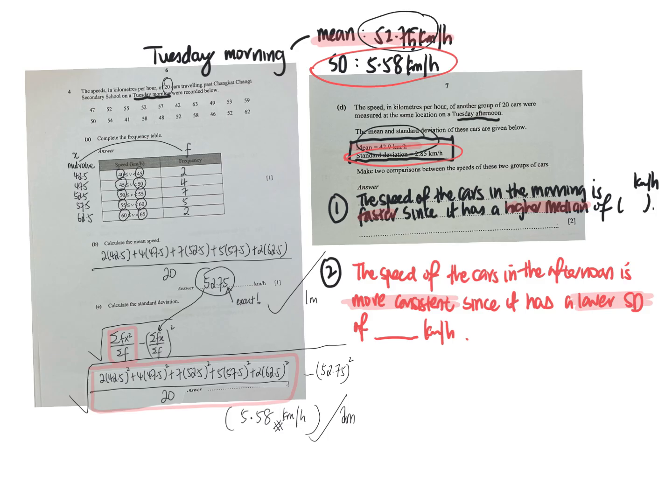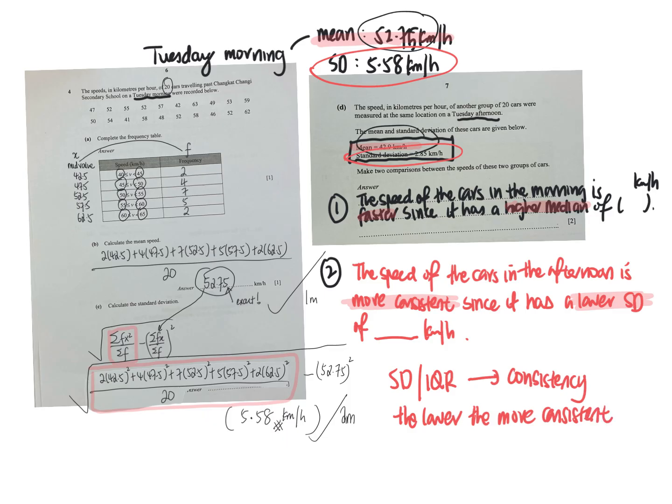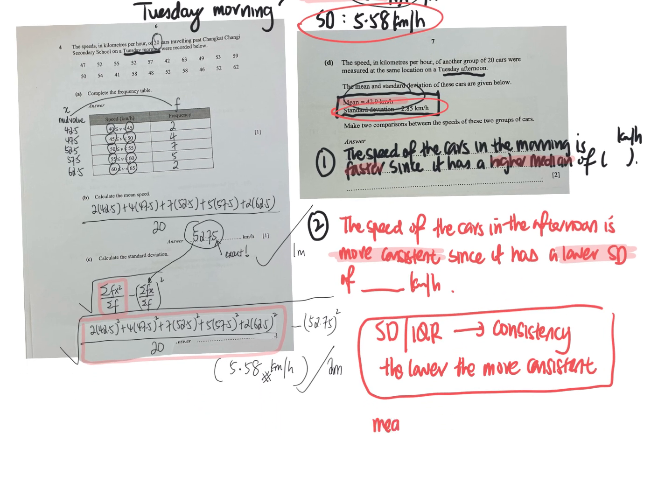So standard deviation and IQR tells you about the consistency. The lower, the more consistent. So this is one comparison we make. Mean and median talks about performance.